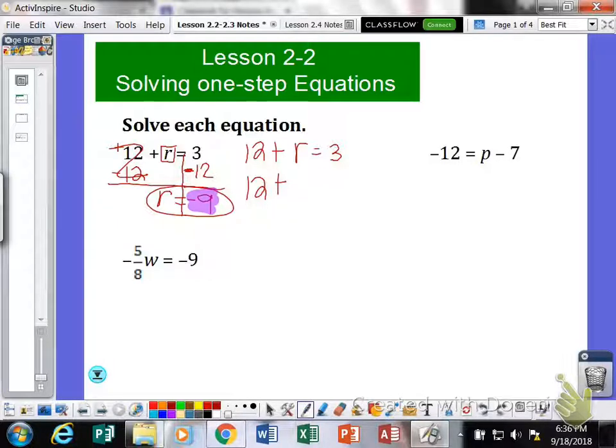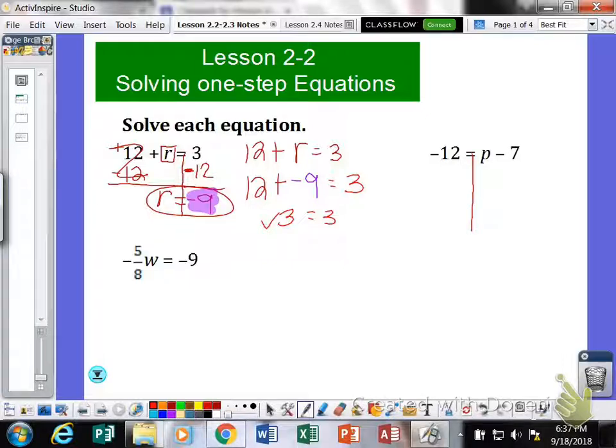So now what we want to do is we want to substitute negative 9 in for r, and then that should equal 3. And I do the math, 12 plus a negative 9 is 3, 3 equals 3. It checks out, so r equals negative 9 is my solution. Okay, moving on to the next one.